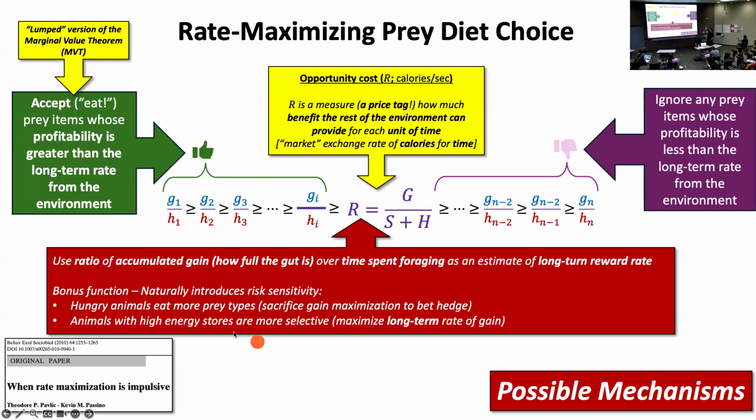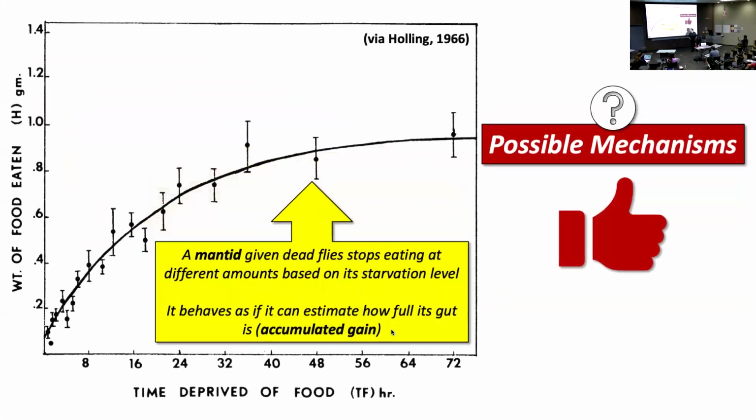And then animals with high energy stores are more selective, so they switch to maximizing their rate of gain. So this mechanism just happens to potentially also have other functional benefits in terms of risk sensitivity. So let's see how either of those play out.